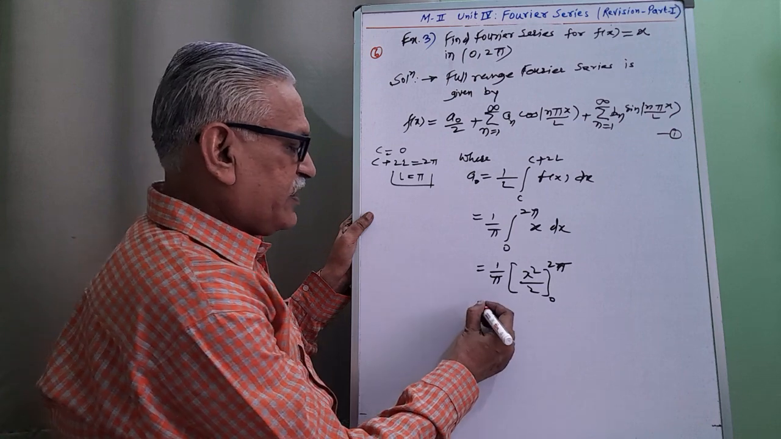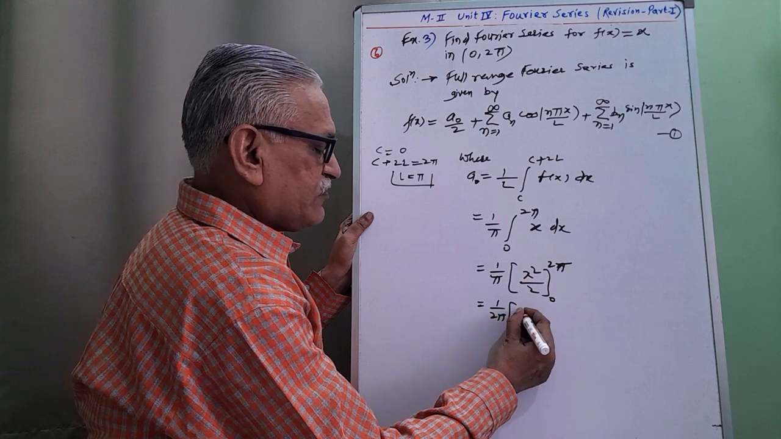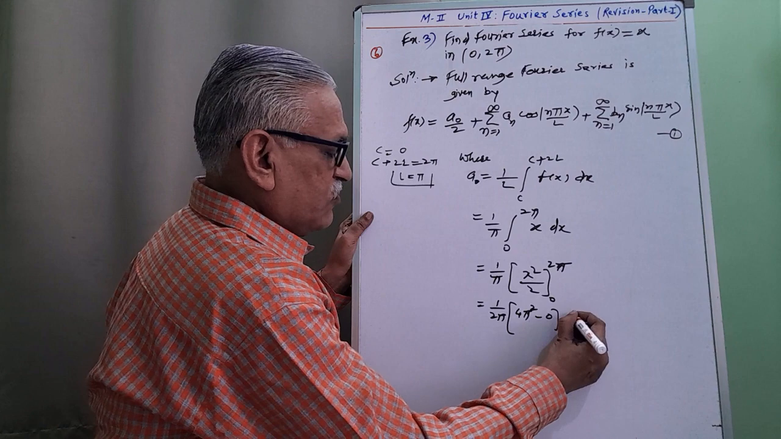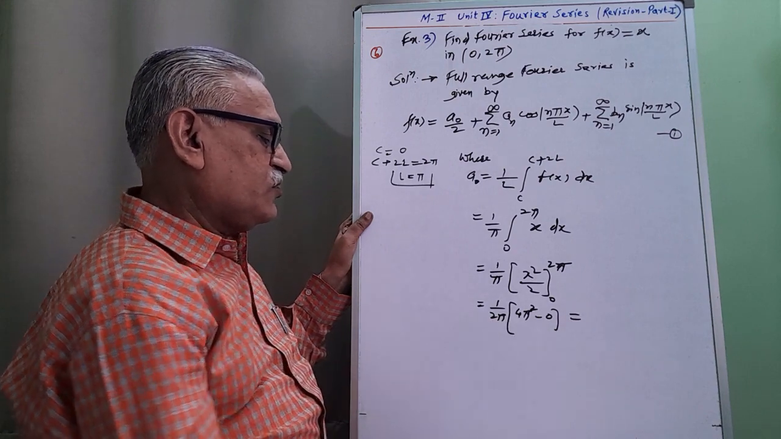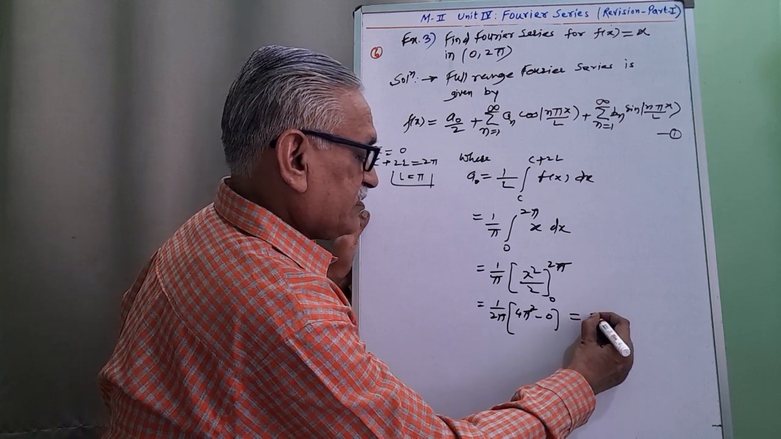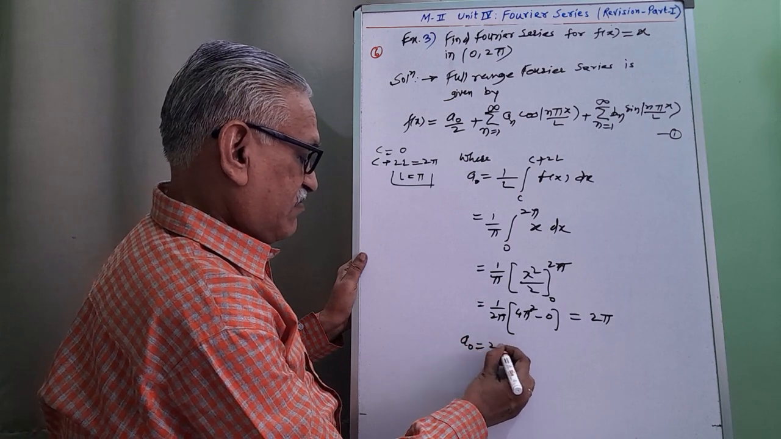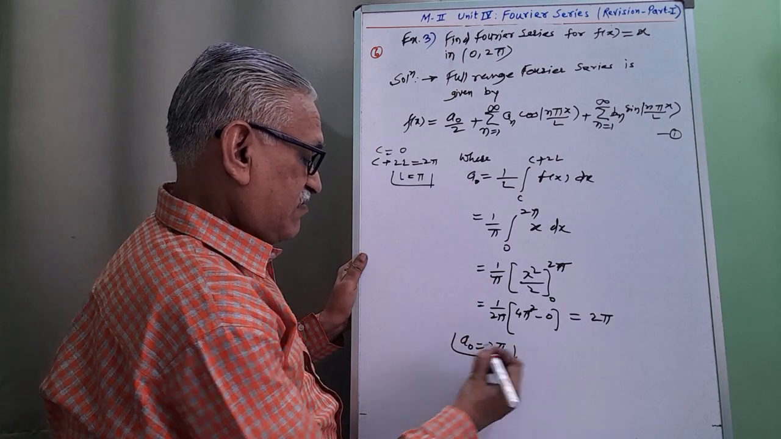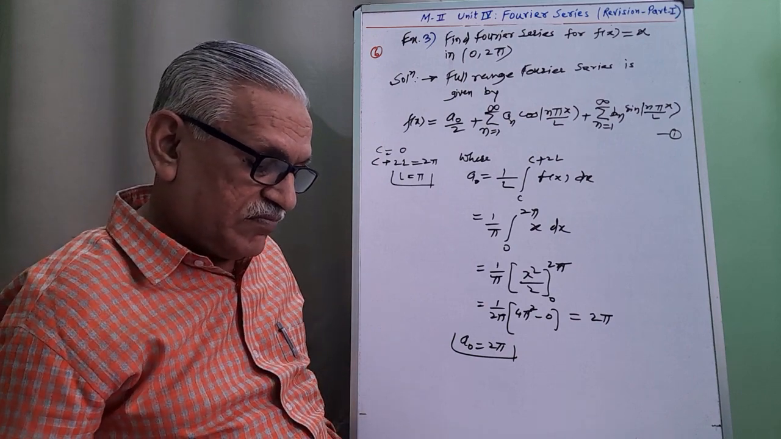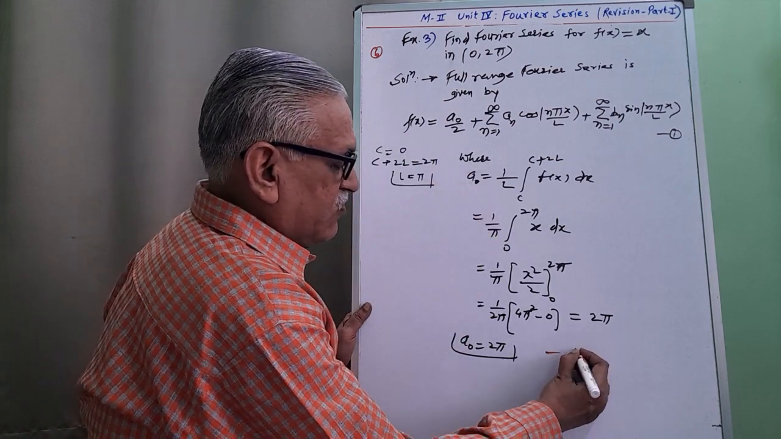Substituting upper and lower limit, we get 1 by 2 pi outside. For upper limit, it becomes 2 pi square, means 4 pi square, lower limit 0, and therefore the 2 gets cancelled and 1 pi gets cancelled. Therefore, it is 2 pi. Performing the steps correctly, you will get 1 mark.